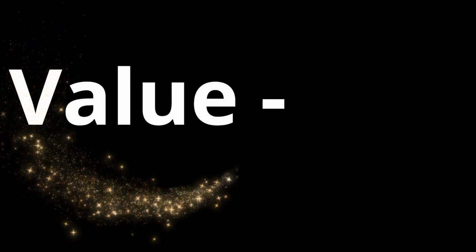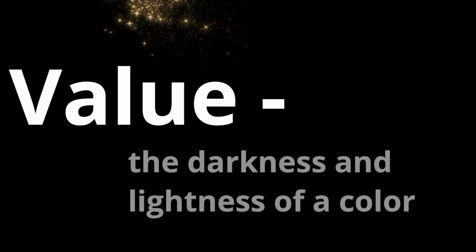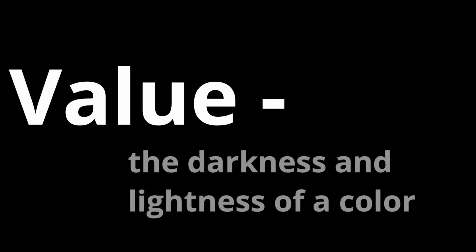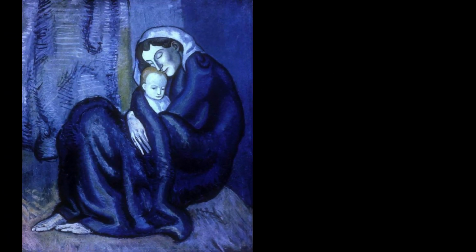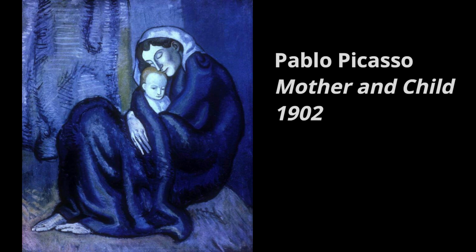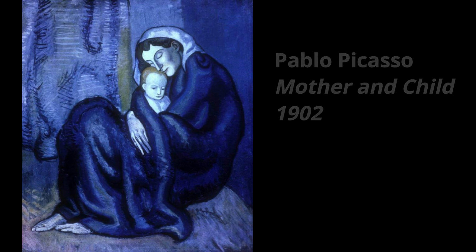I'd like to introduce you to an art vocabulary word, value. Value is the darkness and lightness of a color. And here is a painting by Pablo Picasso, which illustrates the idea that you can create contrast using value, because this painting is basically all kinds of blue, but you can still see the subject and there is contrast.